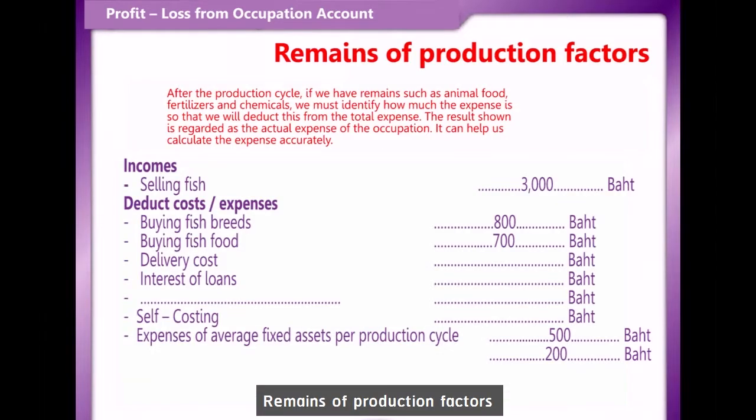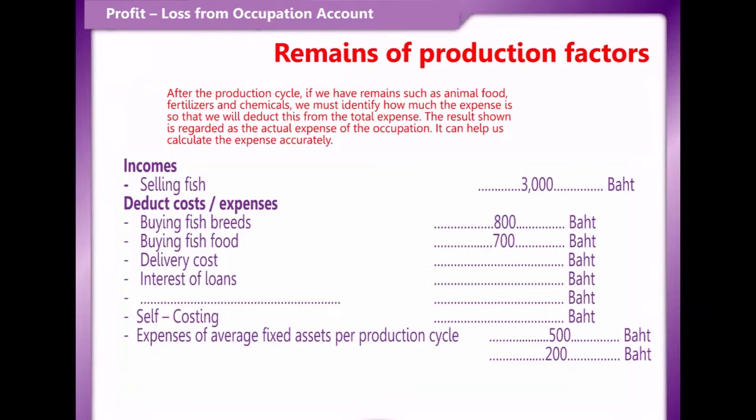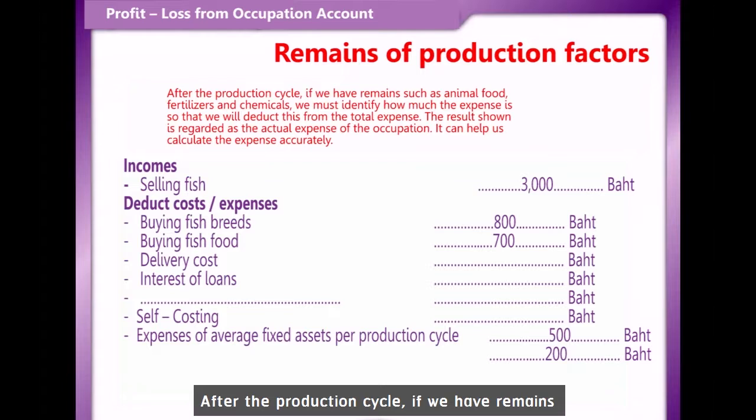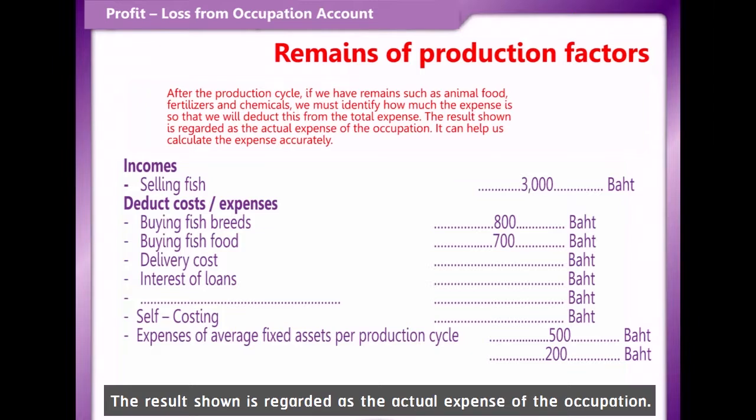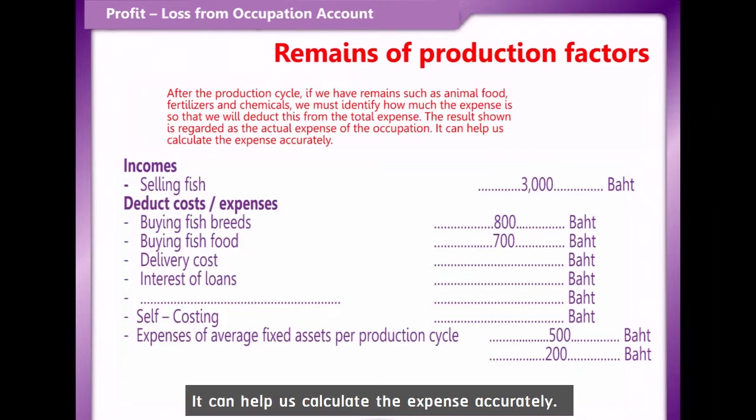Remains or production factors. After the production cycle, if we have remains such as animal food, fertilizers, and chemicals, we must identify how much the expense is so that we will deduct this from the total expense. The result shown is regarded as the actual expense of the occupation. It can help us calculate the expense accurately.